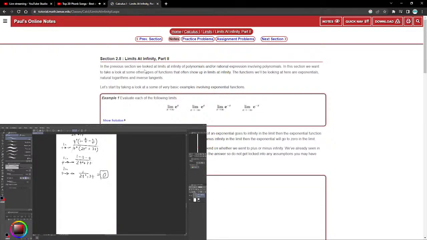In the previous section, we looked at limits at infinity of polynomials and rational expressions involving polynomials. In this section, we want to look at some of the other types of functions that often show up in limits at infinity. The functions we'll be looking at here are exponentials, natural logarithms, and inverse tangents. Let's start by taking a look at some very basic limits involving exponential functions.